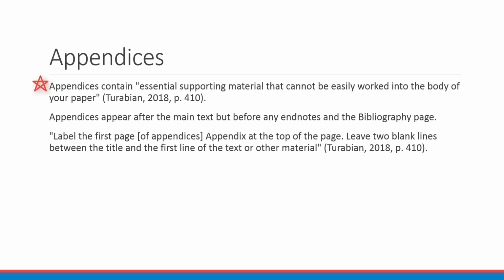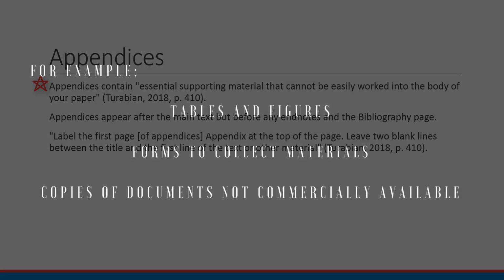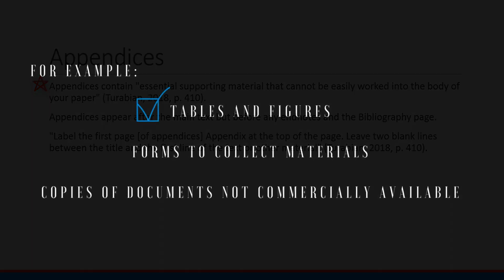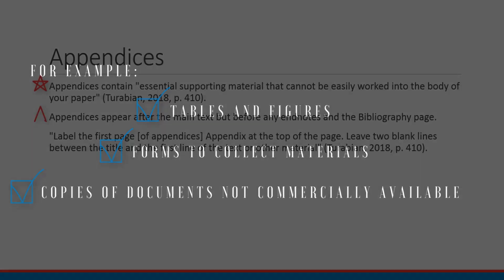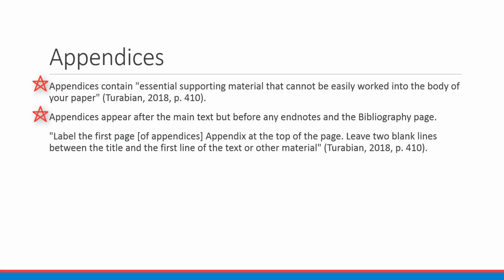Appendices contain essential supporting material that cannot be easily worked into the body of your paper. Examples include tables and figures that are too large to include in the text, forms to collect materials, copies of documents not commercially available, etc. They appear after the last page of content in your manuscript, but before any endnotes you may be including, and the bibliography page. Label the first page of Appendices as Appendix, centered at the top of the page. This should be bolded, and there should be 2 blank lines between this heading and the first line of the text or other material.